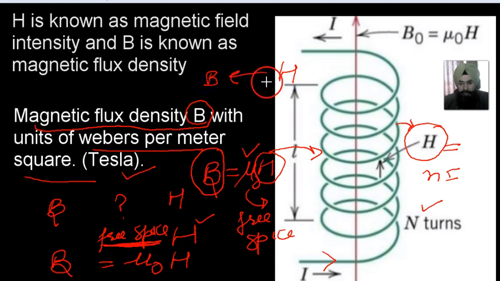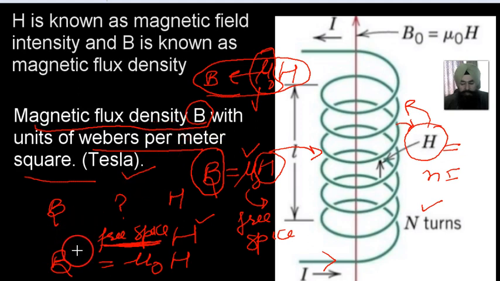B becomes mu naught times H. This is the difference between B and H. H is because of the coil itself and the current, and B is because of the interaction with the free space or maybe the medium, and then it becomes B. And the unit of B is different from H because mu naught also has units.